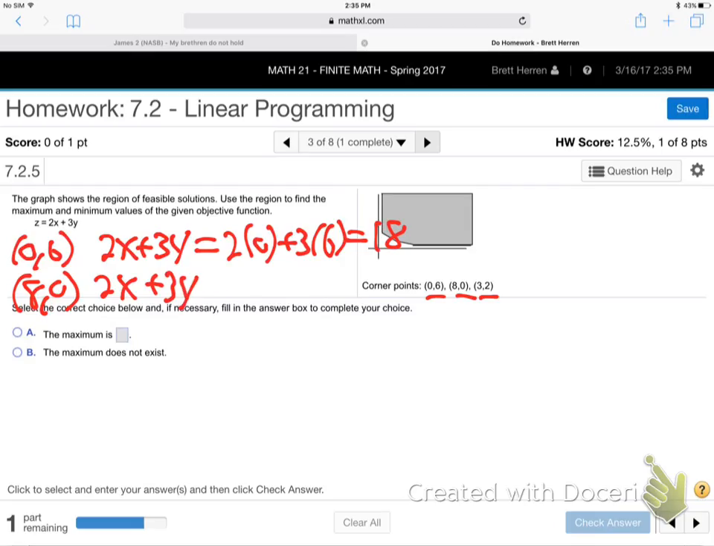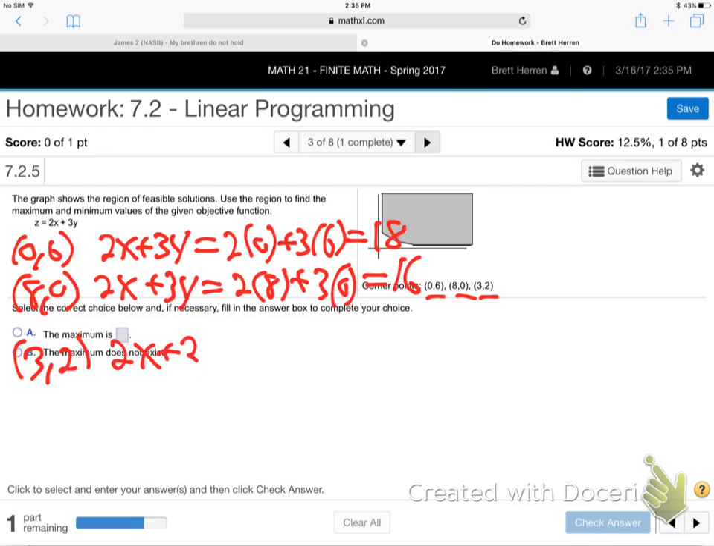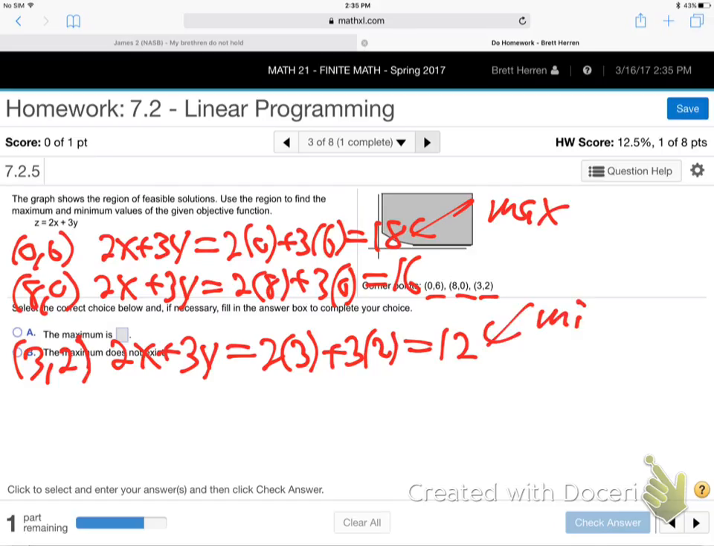Plug in the 2 times x plus 3 times y. These are your favorite questions all semester, right? What's that, 16? And then finally, 3, 2. I'm just grabbing the corner points. 12. Is that what it is? Yeah. 12. So this one's the max. 18 is the biggest. 12 is the smallest, huh? Is that good? Oh, it was always like this, huh? So we're just plugging the corner points into that thing.